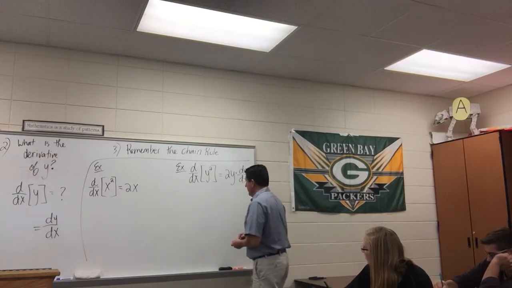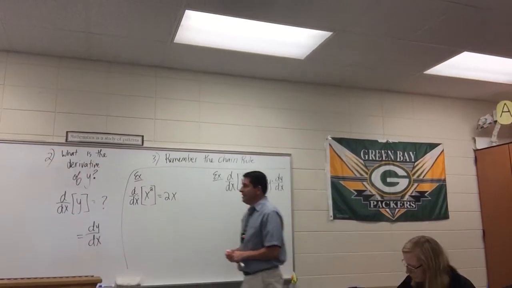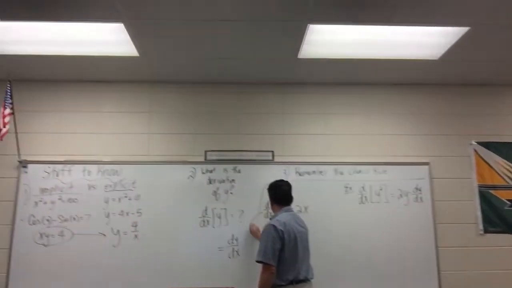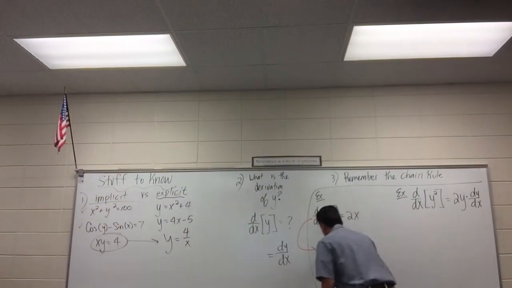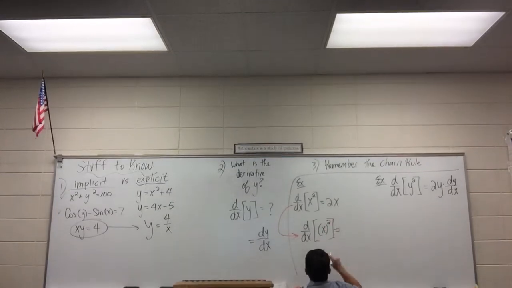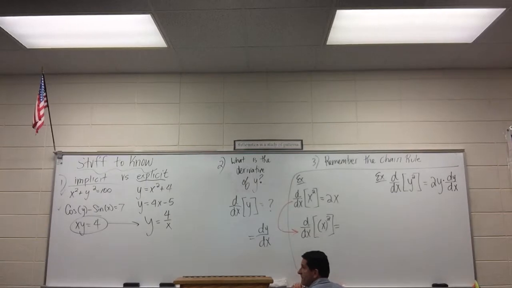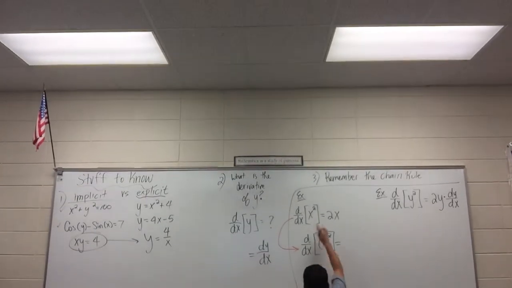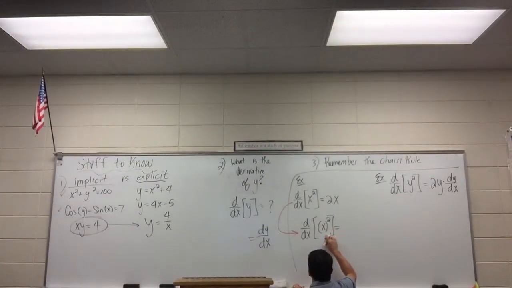Okay? Now, let me try to explain this. Technically, okay, now watch this. Watch how I'm going to write this. d dx of x squared. Look at how I'm writing this. Okay? This is the same as this. But I'm writing it because I'm going to emphasize the chain rule here. What is the derivative of x squared? And I'm going to apply the chain rule here.